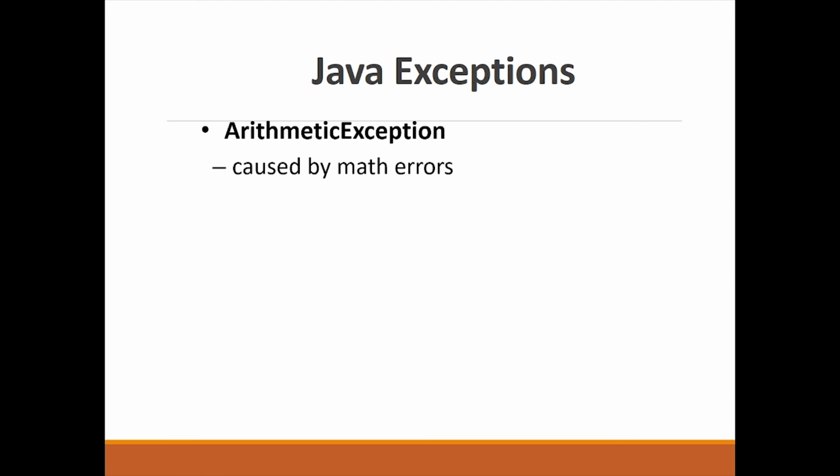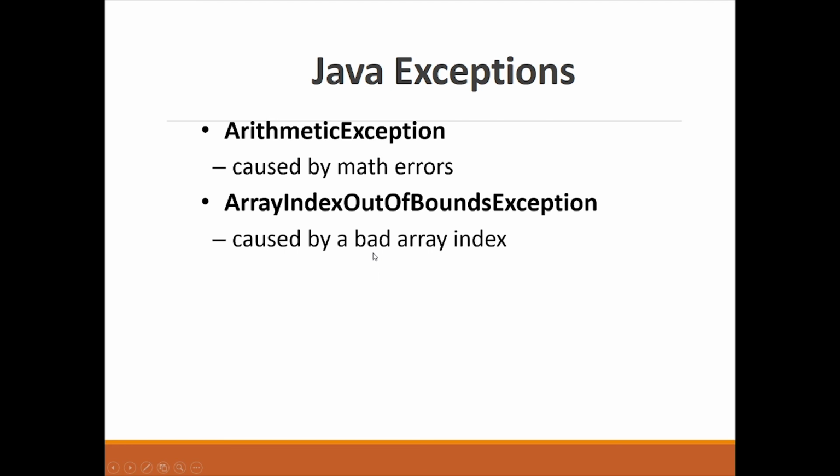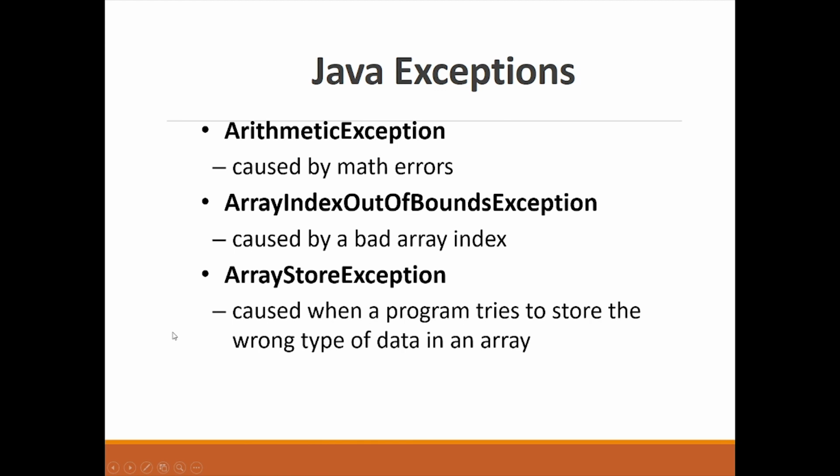This time around we will be discussing the different types of exceptions. First we have the arithmetic exception. As you all know, this is caused by math errors, such as trying to divide something by 0. Next we have the array index out of bounds exception, caused by a bad array index. Next we have the array store exception, caused when a program tries to store the wrong type of data in an array. That is why, when we create our array, we have to be very specific on what data type we are going to store, because if it doesn't match, that's when we get the array store exception.